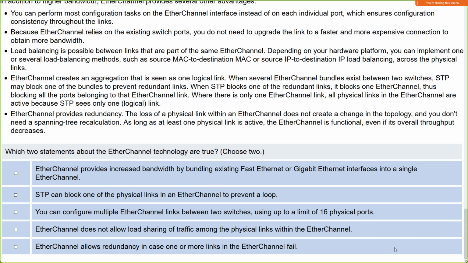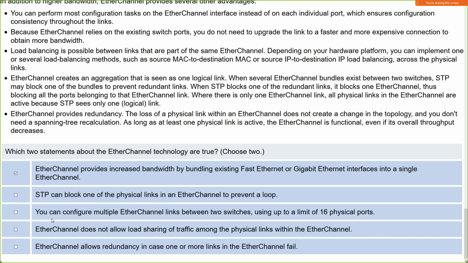Spanning tree can block one of the physical links in the ether channel. That would actually be negative because that's what we're actually avoiding. You can configure multiple ether channel links between two switches using up to a limit of 16 physical ports. Could be true, likely not. Most switches only up to 8 ports.